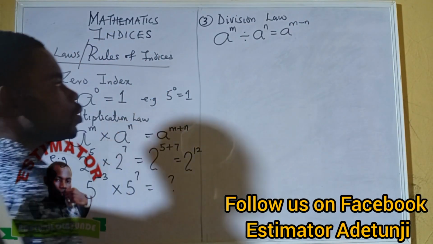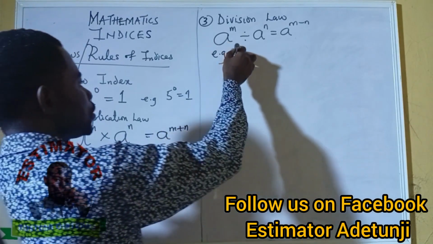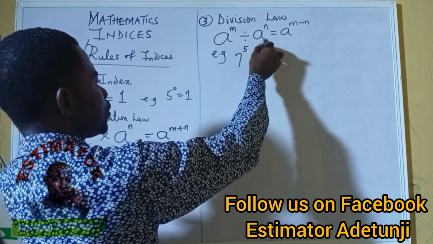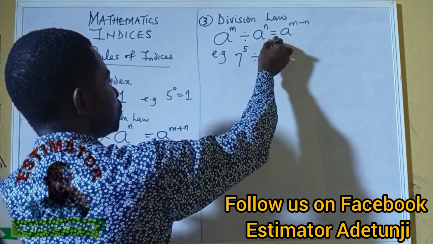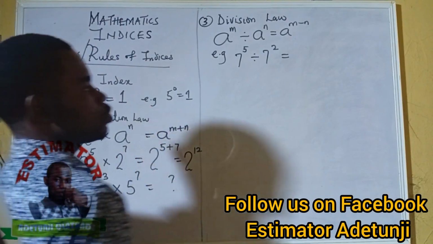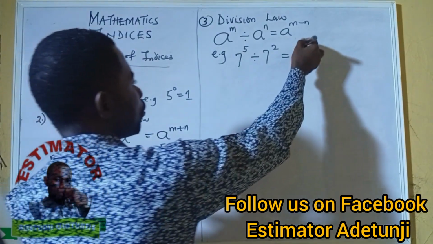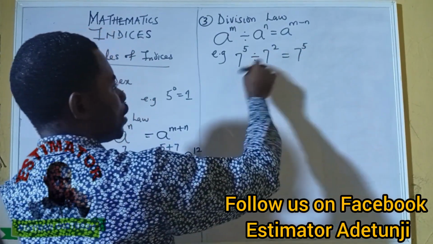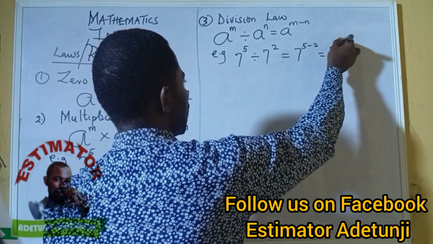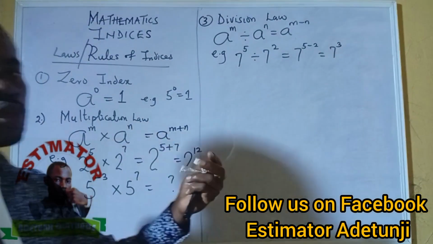So we continue. For example, I'm having 7 exponential 5 divided by 7 exponential maybe 2. So what will be my answer according to the rule? The rule said that we pick one of them and you carry the powers or the exponent minus 2. So I'm having 7 exponential 3. That's it. We have used 3 laws.